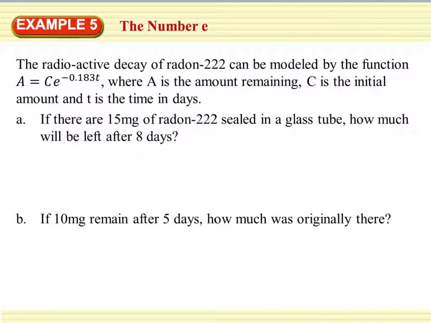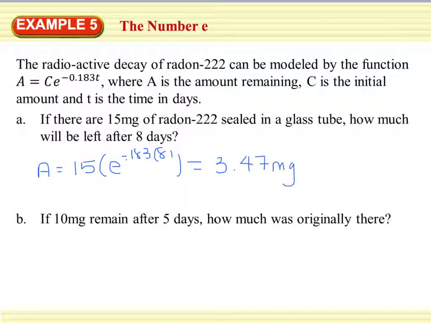So we're just going to go ahead and plug everything in. We start out with 15 milligrams, and we're going to multiply that by e to the negative 0.183 times 8 days. And when you plug that in, you should get something around 3.47 milligrams.